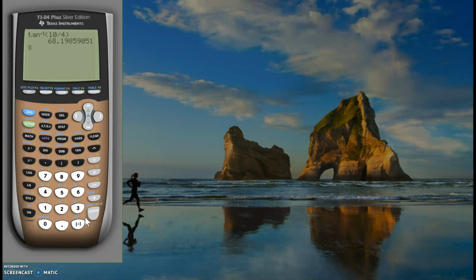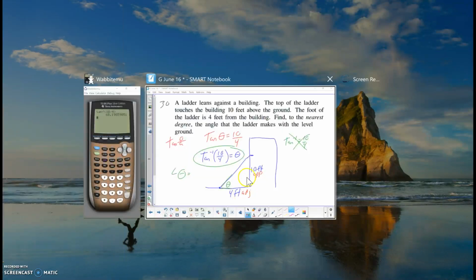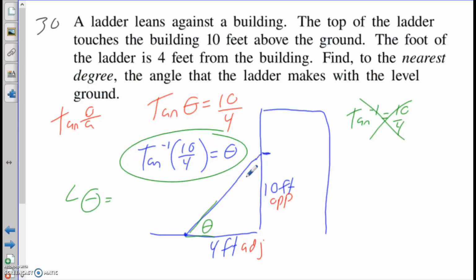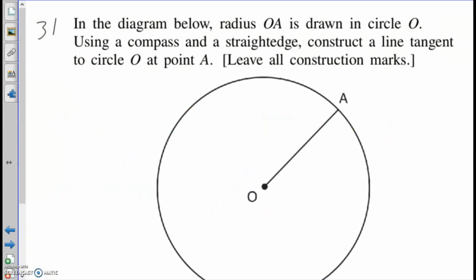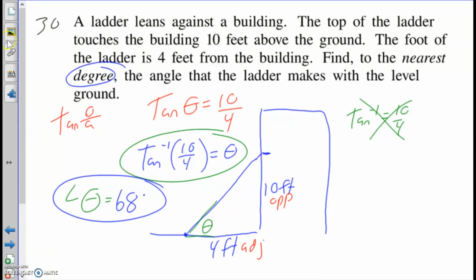And we get 68.19, and we're rounding to the nearest degree, I believe it said. To the nearest degree, remember to circle key words like that. That is 68 degrees, rounded. And that's it. So that's 30. We will pick up on 31, which is a construction, in the next video. See ya.